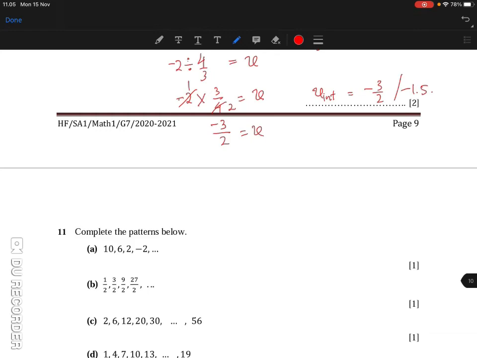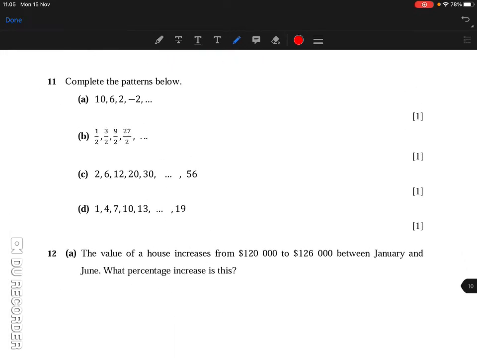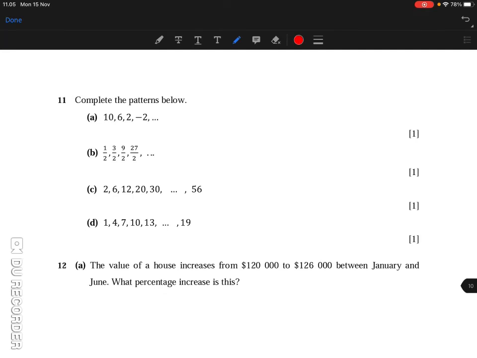Move on to the next page. Complete the patterns below. 10 to 6 to negative 2, it means you subtract 4 for each term. So for the next term, it is going to be negative 6 here. And then from 1 over 2 to 3 over 2, it means you add 2 over 2. Hold on, 2 over 2.